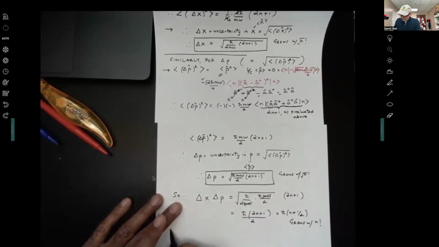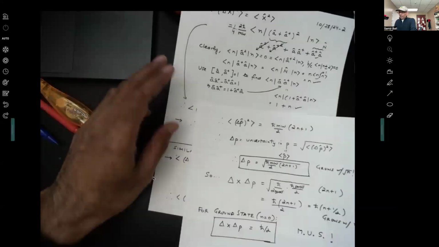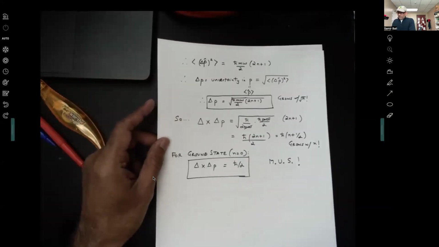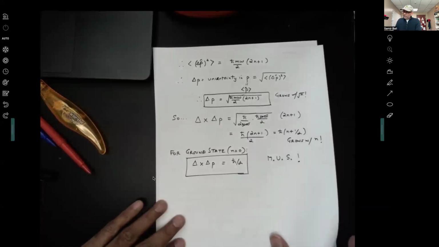And then for the ground state, n equals 0, we have delta x delta p equal to h bar over 2. And so that is a minimum uncertainty state. So yes, that's what we wanted to show, that the ground state for the simple harmonic oscillator is a minimum uncertainty state. And that concludes our discussion of simple harmonic oscillators.